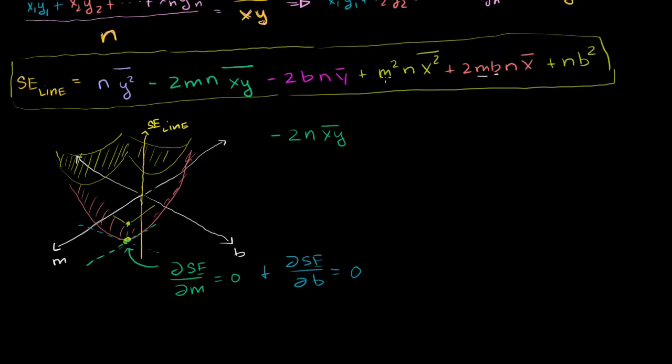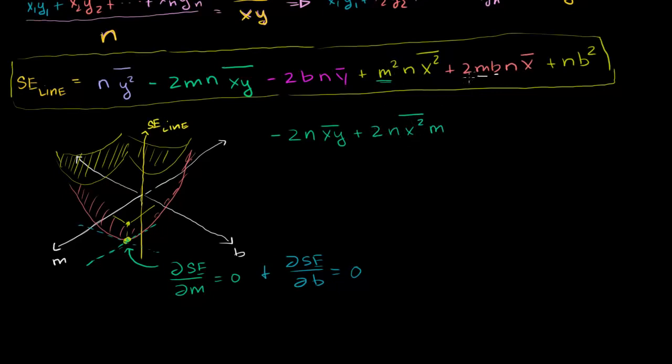Then this term here, you have n times the mean of the x squared times m squared. So we're taking the partial derivative with respect to m, so it's going to be plus 2 times n times the mean of the x squareds times m. Right? The derivative of m squared is 2m, and then you just have this coefficient there as well.